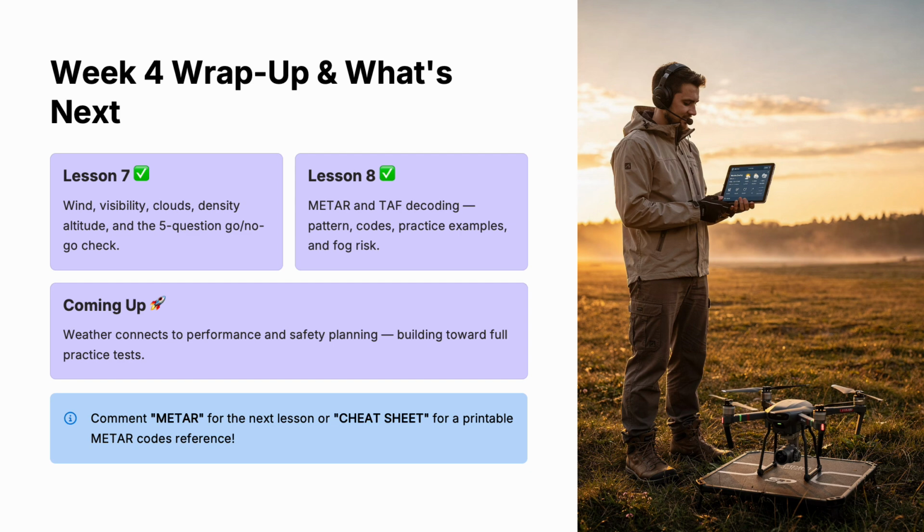Now it's time to wrap up week 4. In lesson 7, we covered wind, visibility, clouds, density altitude, and the 5-question go no go check you should run before every flight. In lesson 8, we covered METAR and TAF decoding, the pattern, the codes, practice examples, and how to spot fog risks. Coming up next, weather connects directly into performance and safety planning, building toward full practice tests as we move forward into this series.